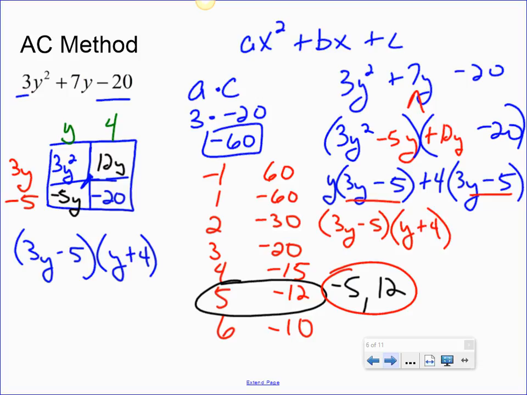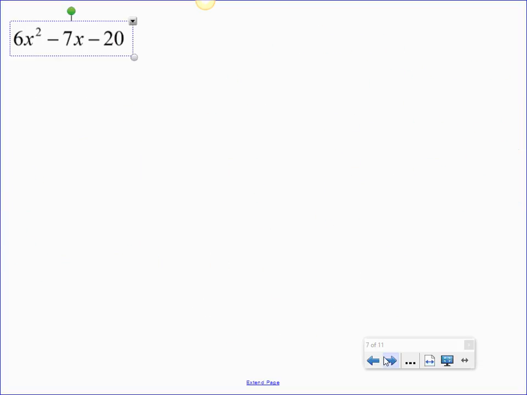Okay, so it's up to you which method you want to use. Again, my preference is the box, but you can apply it to the grouping method as well. Okay, if we move to the next one, I want you to just give it a try before watching the rest of the video and see what you can come up with.